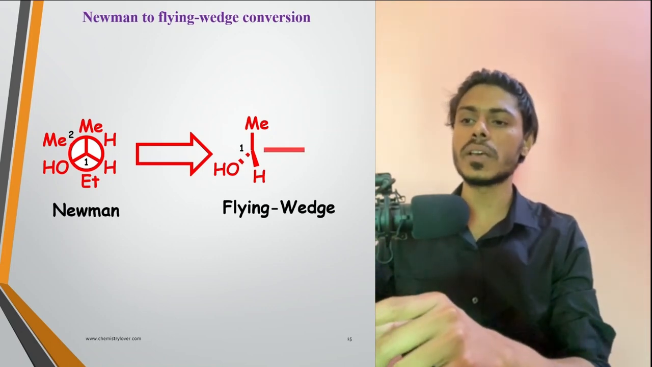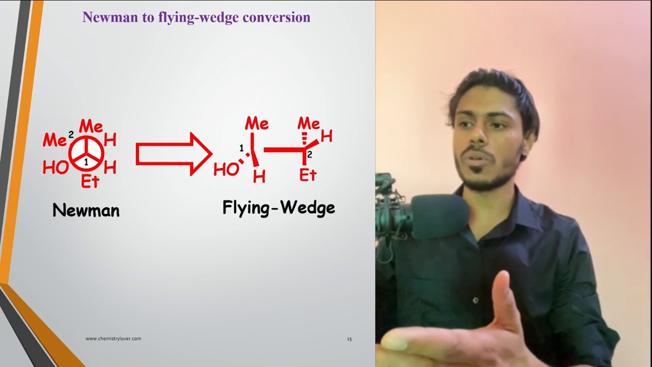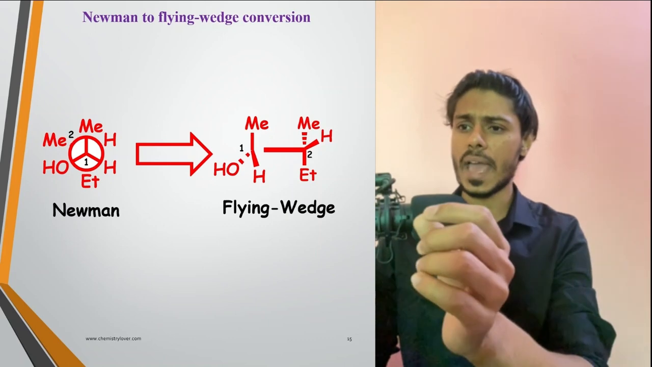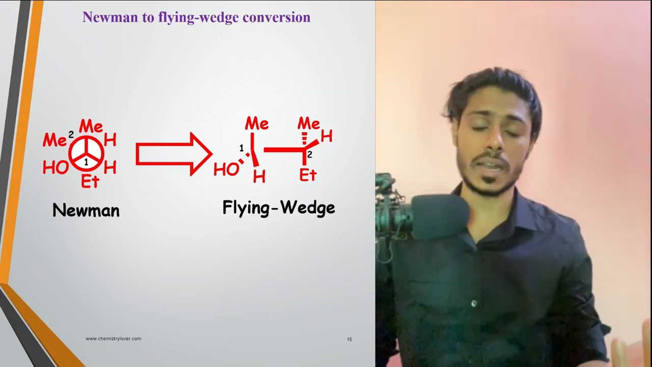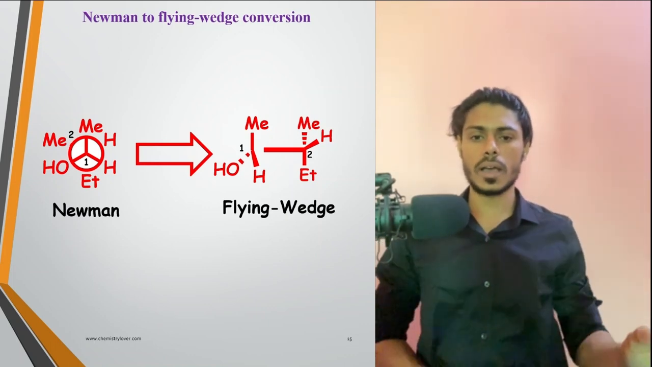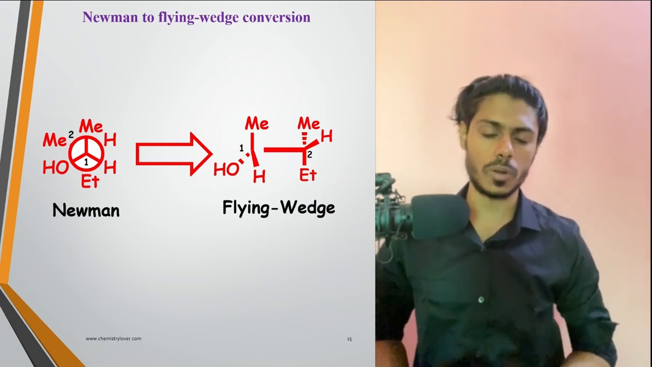Now we make the second carbon atom, and we have this. So now you make the ethyl group which is below, and hydrogen is at your right hand side, and methyl is at your left hand side. So this is the flying wedge projection formula. So these are some tips and tricks how you can interconvert from one projection formula to another.